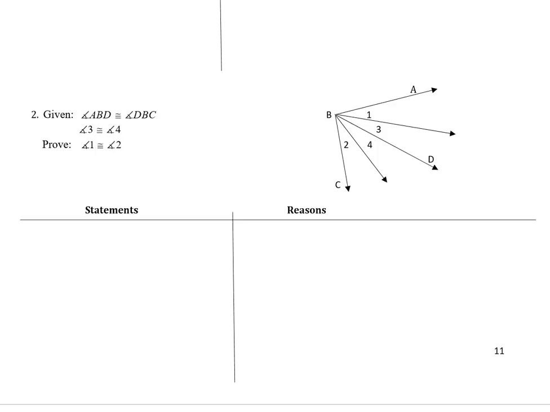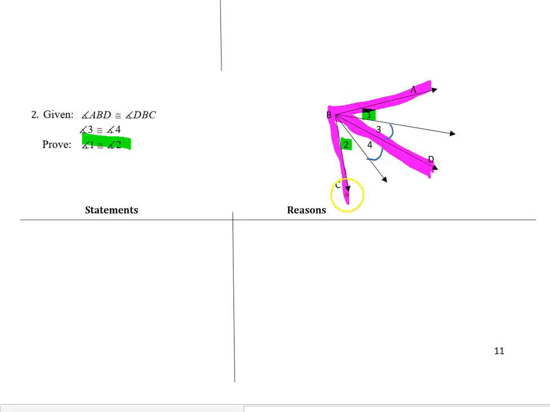Okay, so next, now we're going to do it with angles. I'm giving you that angle ABD is congruent to DBC. So these pink angles are congruent. And I'm telling you that 3 is congruent to 4. I want to show that 1 is congruent to 2. So that's where I'm going with this. If this whole angle and this whole angle are equal, and I take away these equal measures, then that'll leave me with 1 and 2.